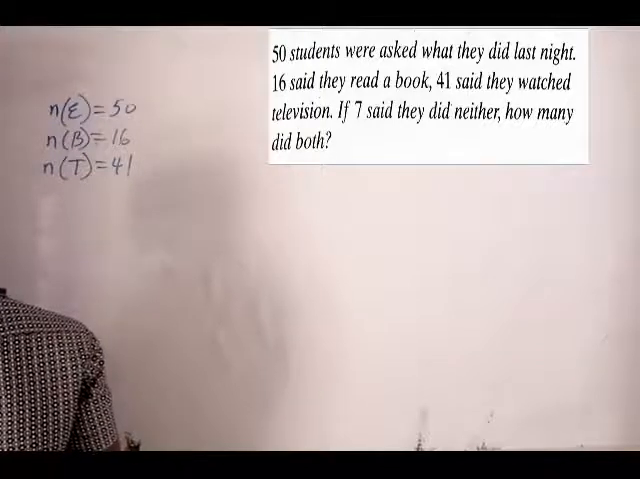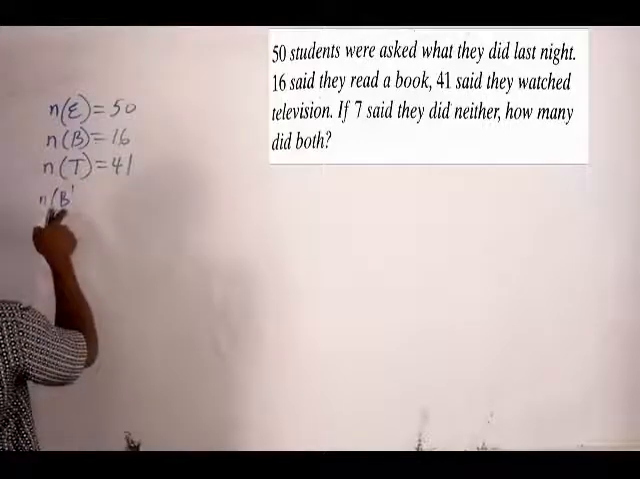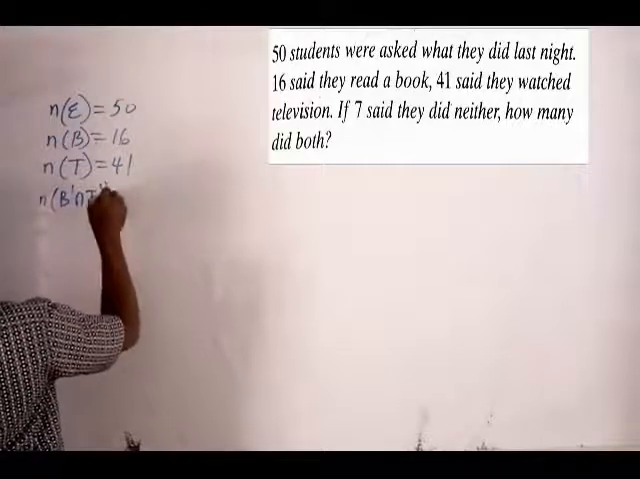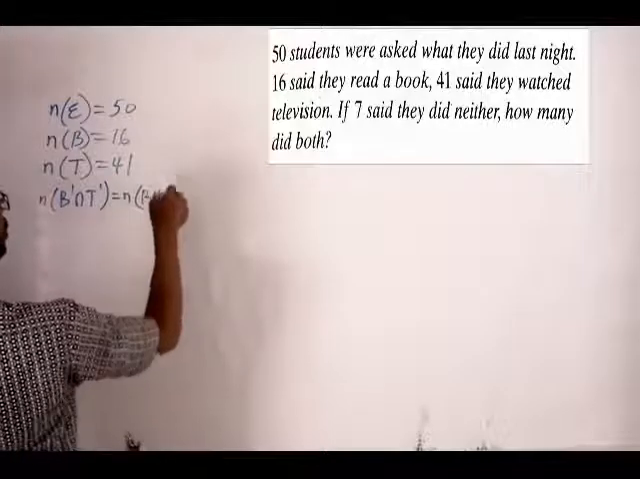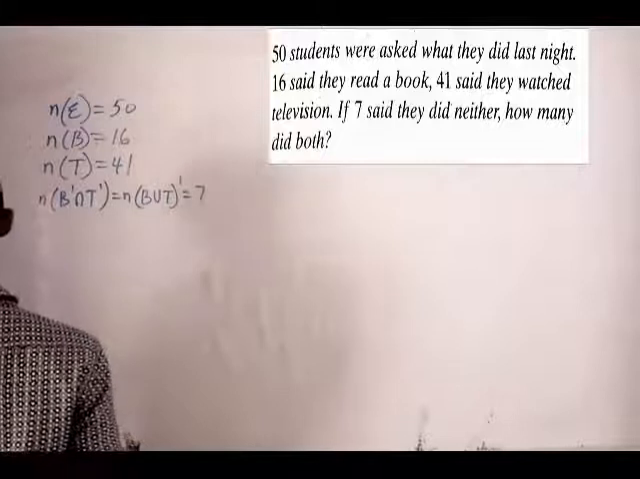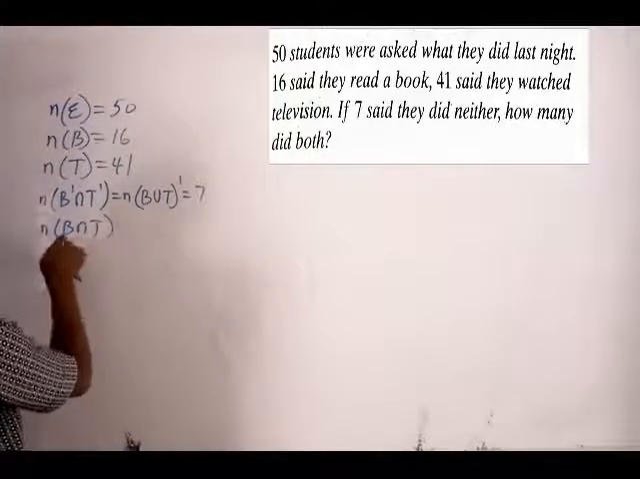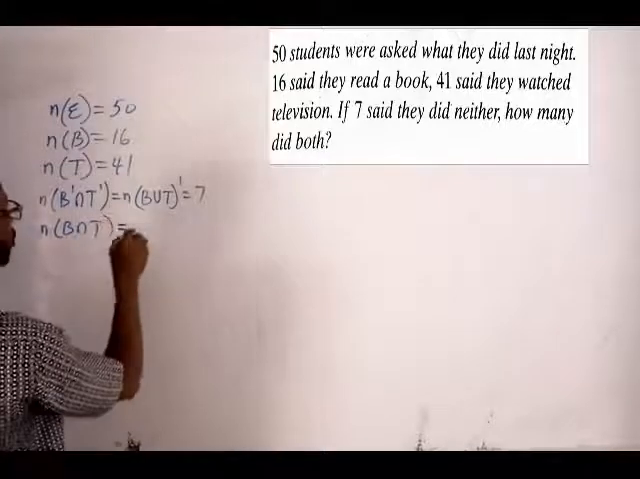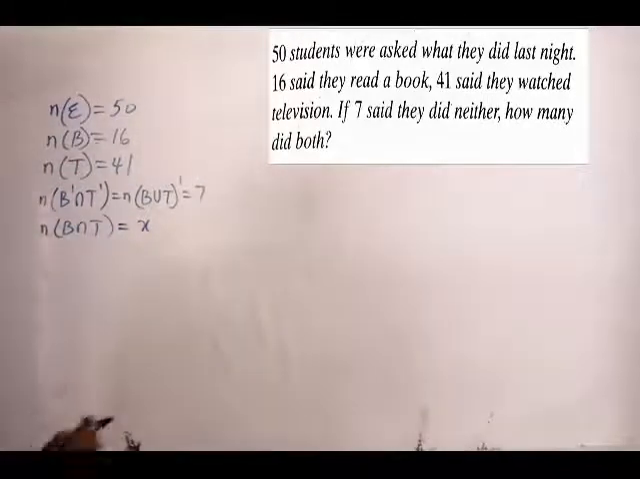If 7 said they did neither, these students did not read a book and did not watch television. You can also rewrite it like this. And there are just 7 of them. So we are asked, how many students did both? So we are looking for students that did both, read a book and watch television. We don't know, so we put X there. So let's quickly draw a Venn diagram for this and solve the question.